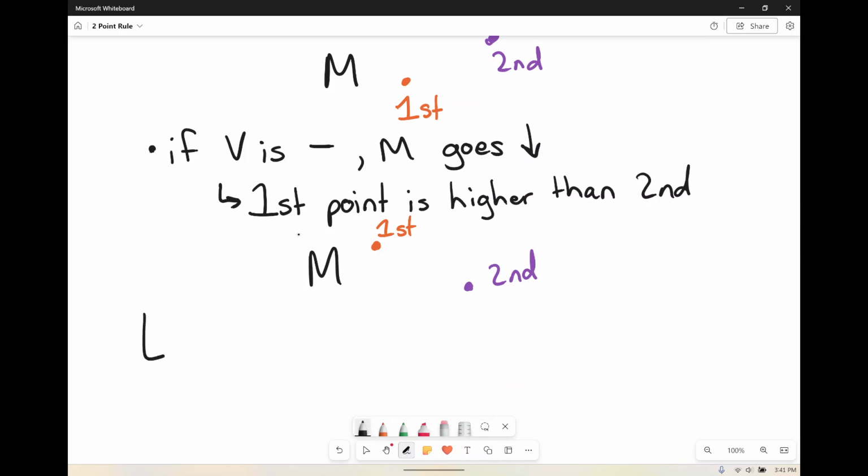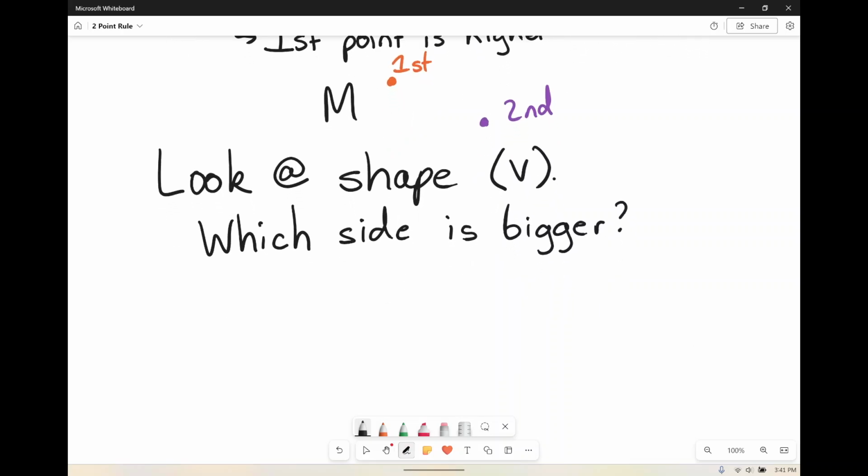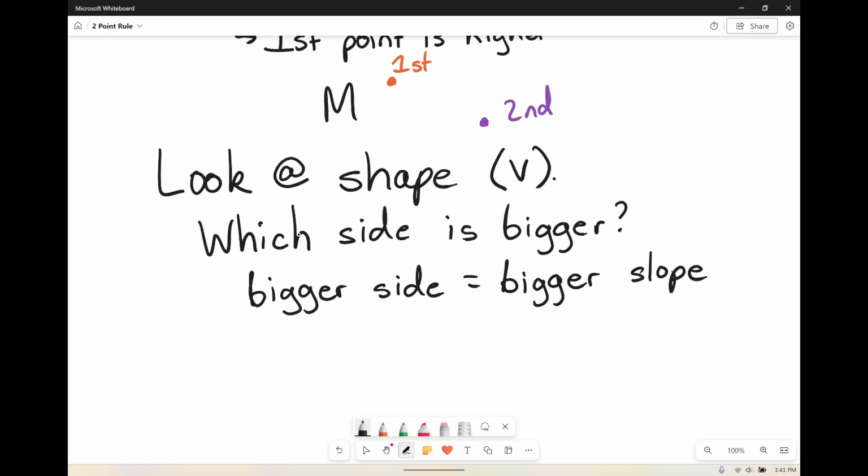In our next step, what we want to do is look at the shape. Look at the shape of your shear, obviously, and ask yourself, which side is bigger? That's the big question here. Which one is bigger? The left or the right? The bigger side is going to have a bigger slope. Now, what does bigger slope mean?